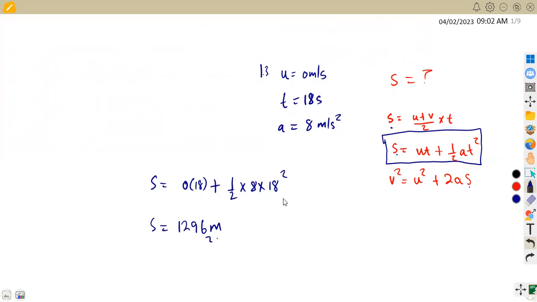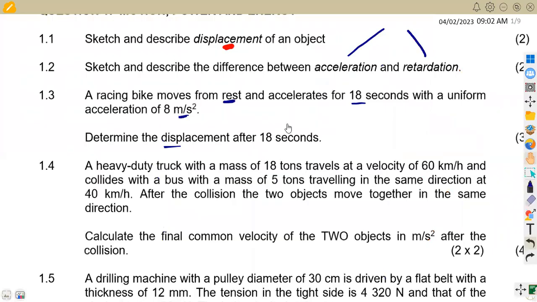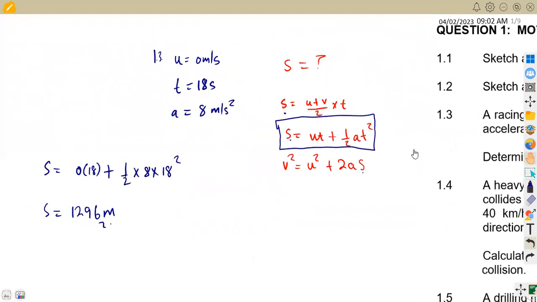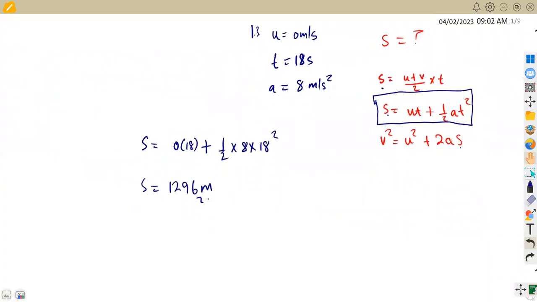Or we could have drawn a diagram, because remember that displacement simply means area if you're given a velocity time graph. Because we started from rest, it's actually an acceleration that is happening here. So we can just draw a diagram and see the shape that we're going to have in this case. So this is another method that we could have taken.